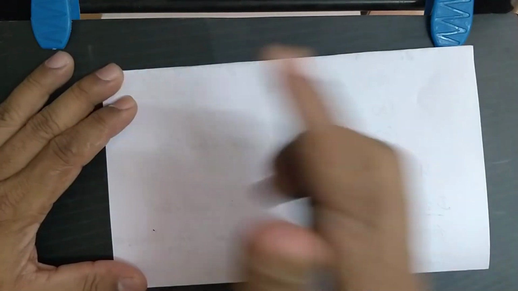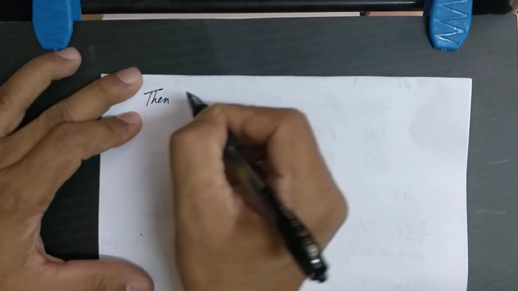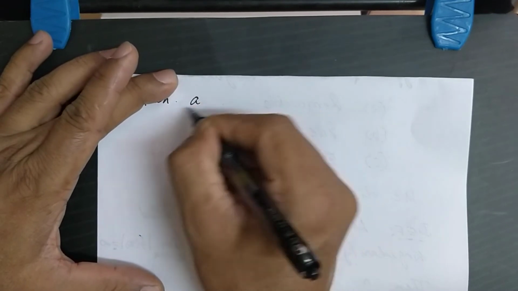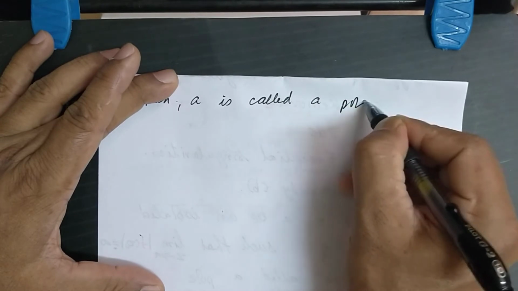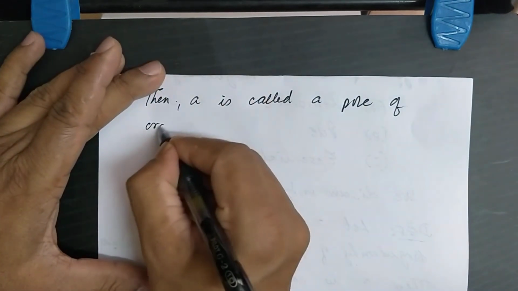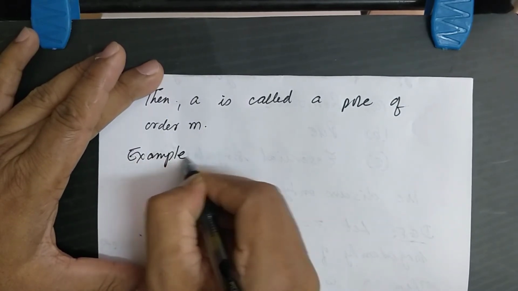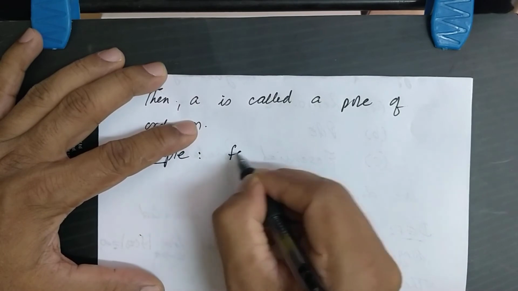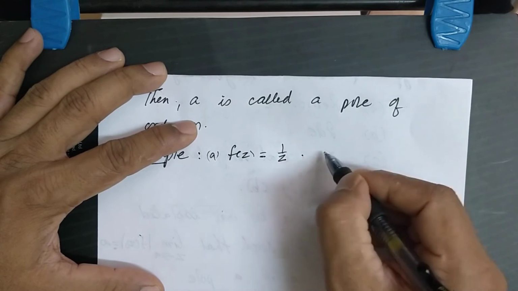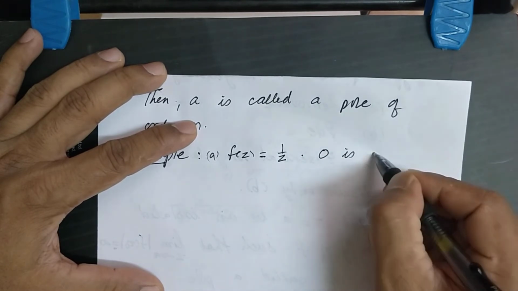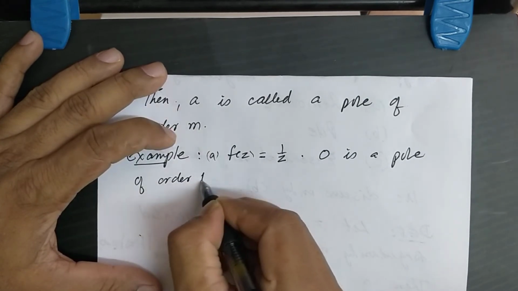Okay. In this case, then A is called a pole of order m. Example. So if you look at f of z equal to 1 over z, then 0 is a pole of order 1.